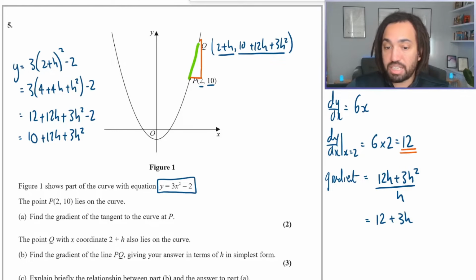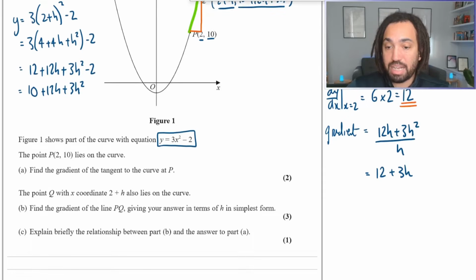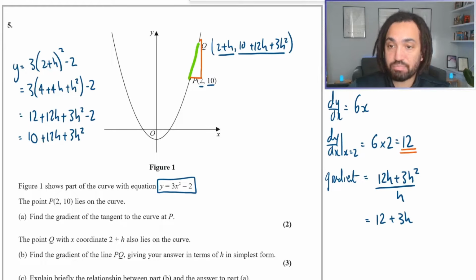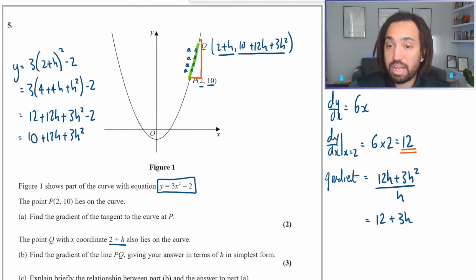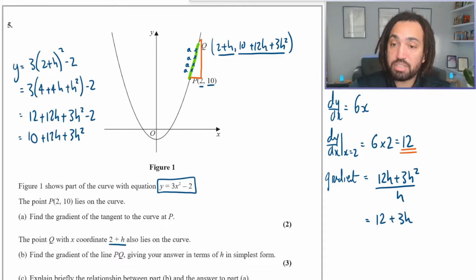And then finally it says, explain briefly the relationship between part B and the answer in part A. Well, Q is a point on the curve, and if I were to tend h to 0, then it would mean that Q would get closer and closer to point P. So you reduce the h, which is the gap between point P and point Q in the x, and that's going to move Q closer and closer to P, which means the gradient is going to be getting closer and closer to what we calculated in part A.